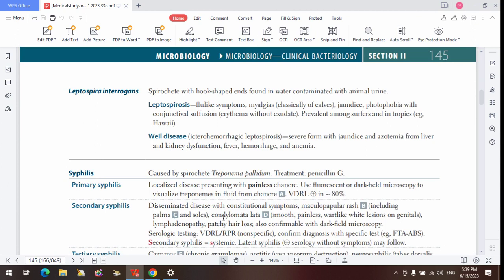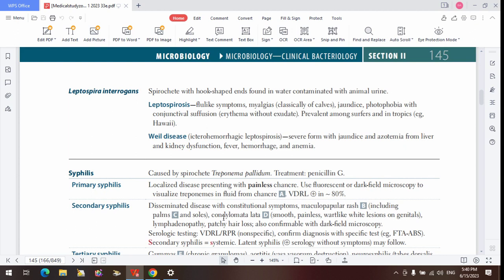So leptospira, Leptospira interrogans. It's one of those spirochetes, those spiral-shaped organisms that we've talked about now. And you typically get it from water that is contaminated with animal bodies, particularly rats. So this guy is actually spread by rats. So it's very common in the tropics.